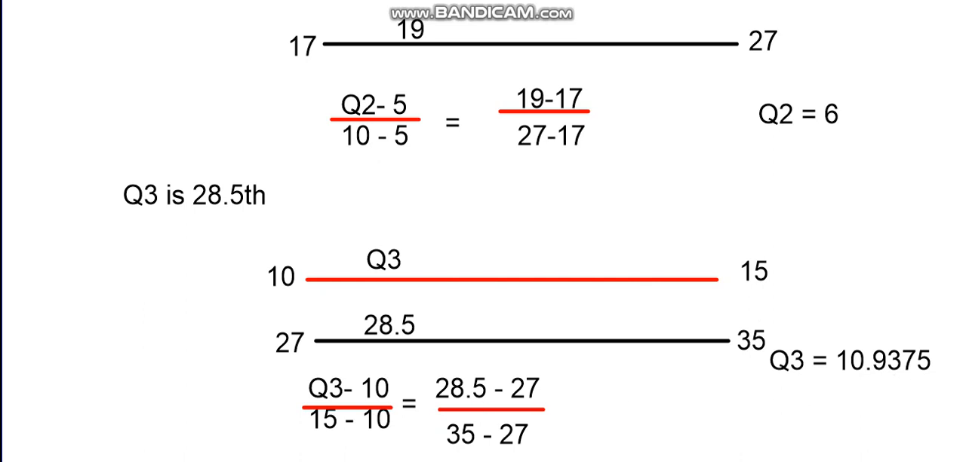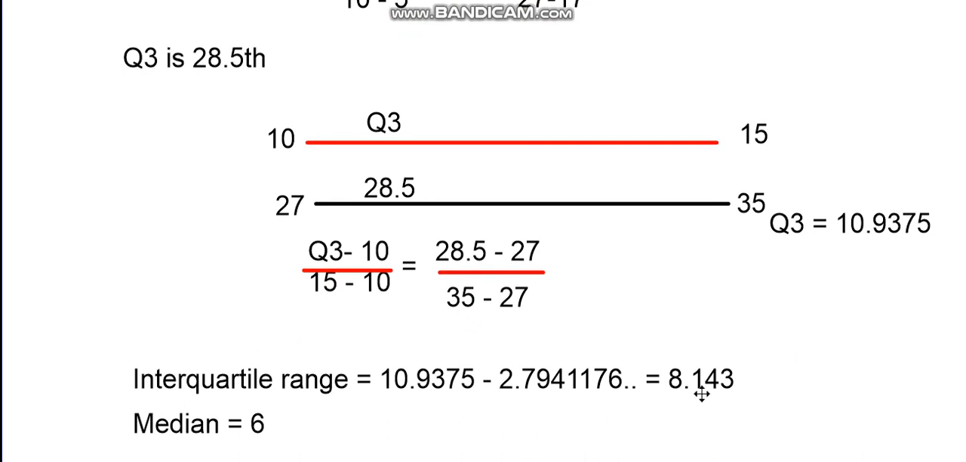So you were asked for median and interquartile range. So the median 6, interquartile range is Q3 minus Q1, which comes out as 8.143. Okay, so that's your marks for that question, 6 and 8.143. Then you were asked to look for outliers. You just need to watch.